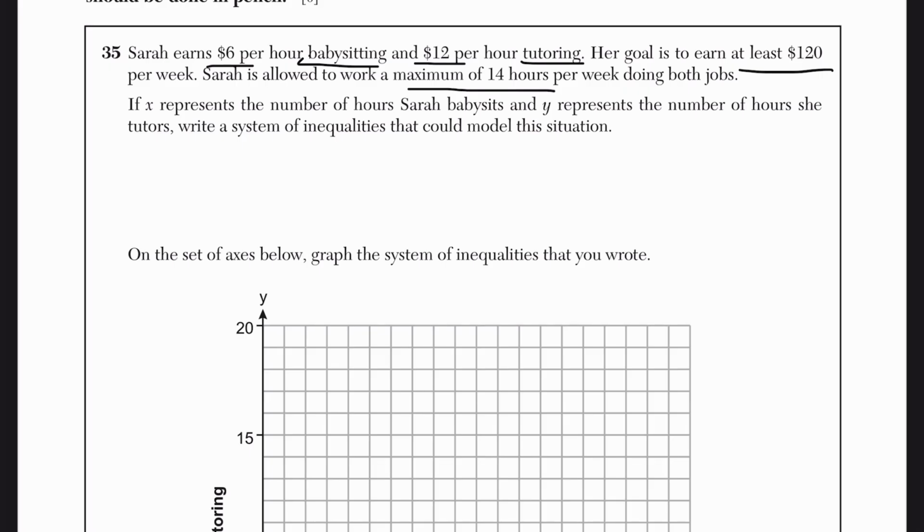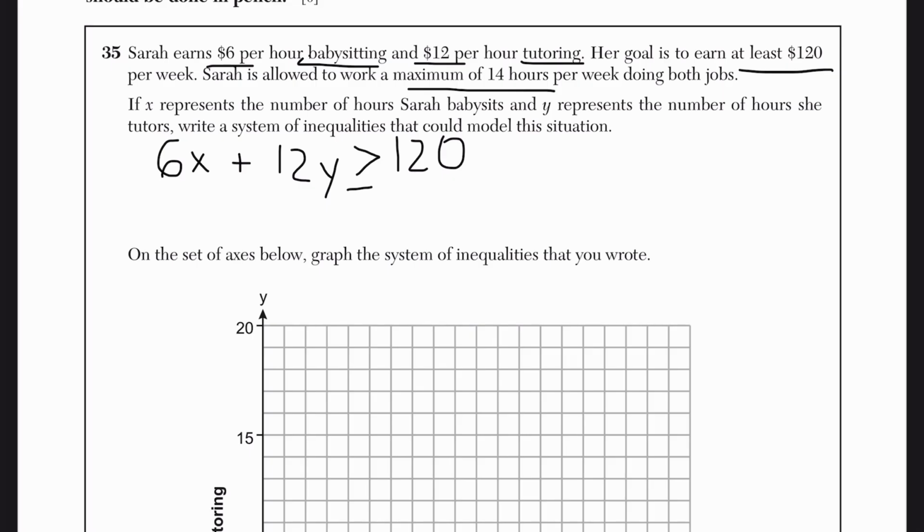So the first equation, let's start with the money, would be 6x plus 12y. She wants to make at least 120. Would she want to make more or less? More. Would she also be happy if she made exactly 120? Yes. So that's your money condition equation.